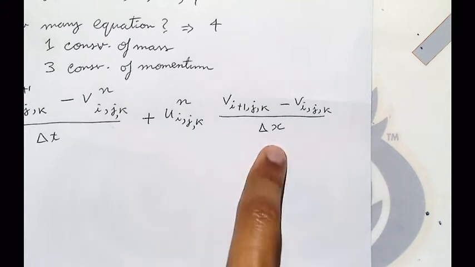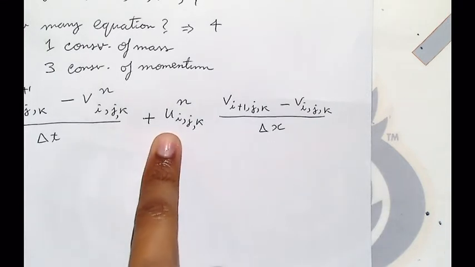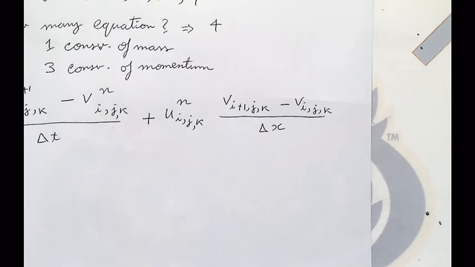This is upwinded if u is positive or negative. If it's positive, it's downwinded, because you're going plus 1 forward, right? So that's the direction of the flow. If it's positive, it's downwinded.